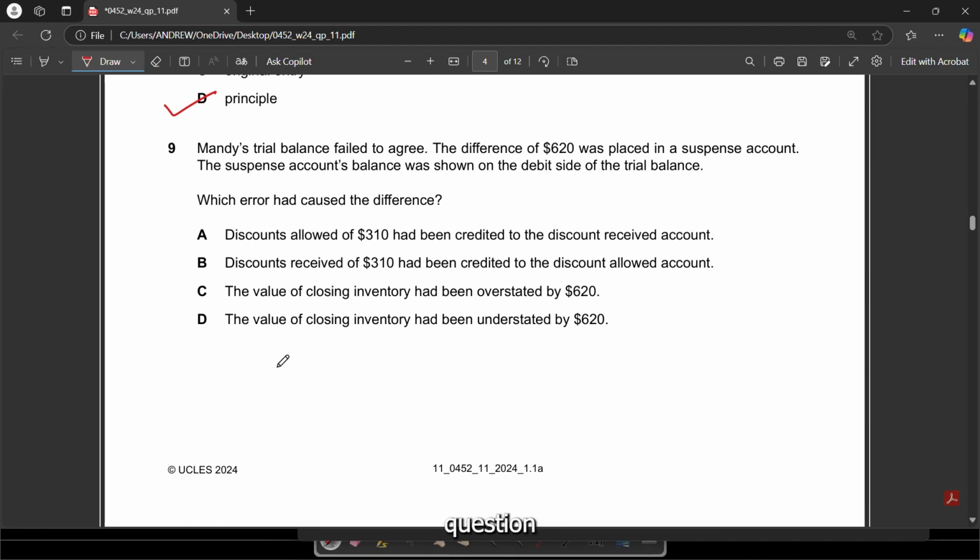Moving ahead with the ninth question, Mandy's trial balance failed to agree. The difference of $620 was placed in a suspense account. The suspense account's balance was shown on the debit side of the trial balance. Which error has caused the difference? If you can see over here, let's just do a rough suspense account. So this is my suspense account. So they are saying $620 was placed on the debit side.